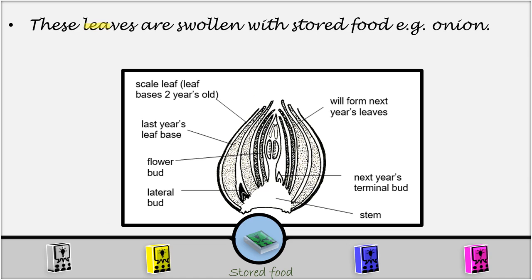These leaves are swollen with stored food. An example we are giving is the onion. So the leaves that we are seeing here, when they manufacture food from these upper leaves, the food comes and is stored in the base of the leaves and they swell. They are swelling because they are storing food. So the bulbs will store their food in the leaves.